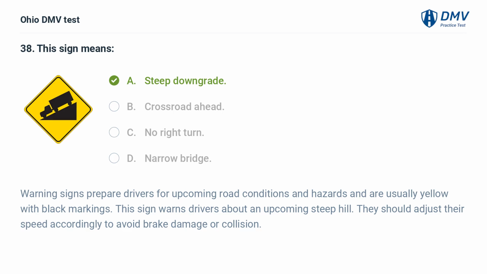Warning signs prepare drivers for upcoming road conditions and hazards and are usually yellow with black markings. This sign warns drivers about an upcoming steep hill. They should adjust their speed accordingly to avoid brake damage or collision.